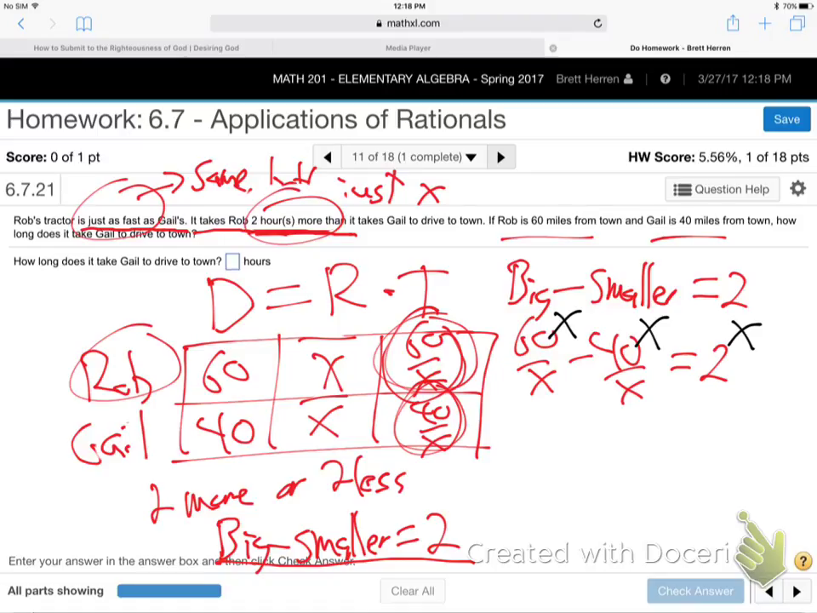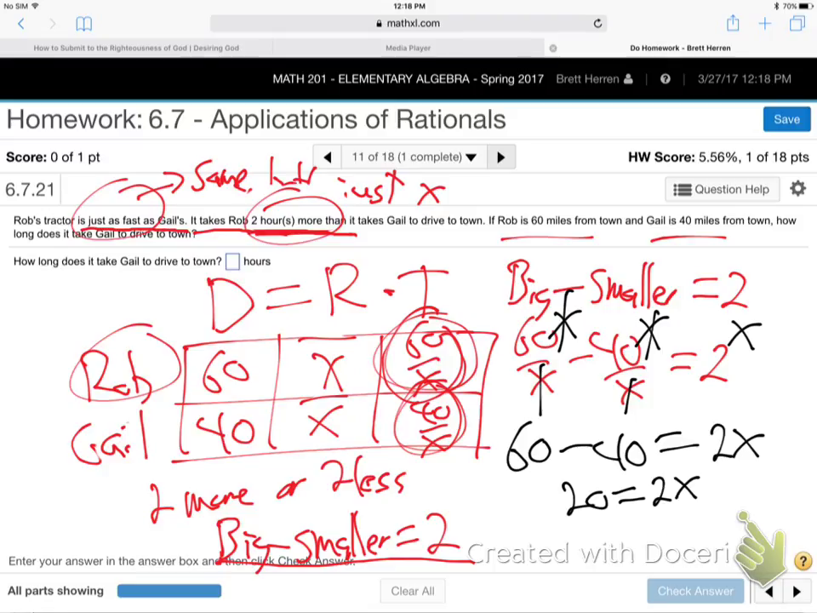And then cross cancel. So x cancels x, just leaves 60. X cancels x, just leaves 40, and this is 2x. Make sense? Good to there? This is 20 is 2x. Last step.